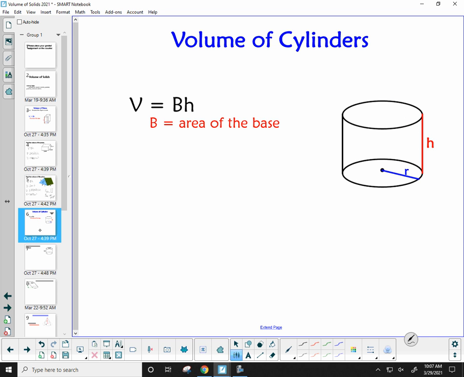You'll notice we have the exact same formula again. Area of the base times the height. But what's my base always going to be? It's always going to be a circle. And I can find the area of a circle with pi r squared. Good? All right, so let's do it.